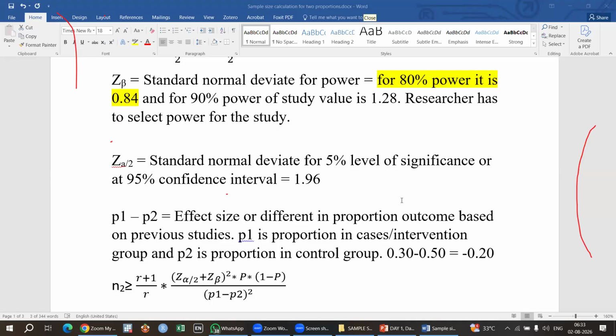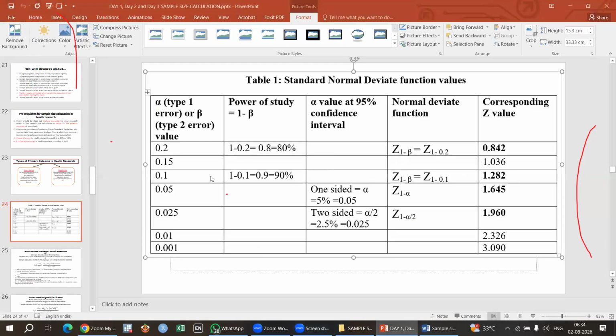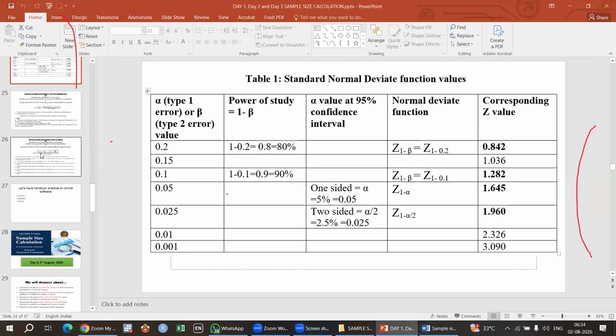Okay. Now today we will discuss. I will show you how to use an online sample size calculation calculator, and we'll use these values to calculate. And we will also do a published article in which they have calculated sample size for their research using this two proportion sample size formula. Now number two, this is the number two formula.